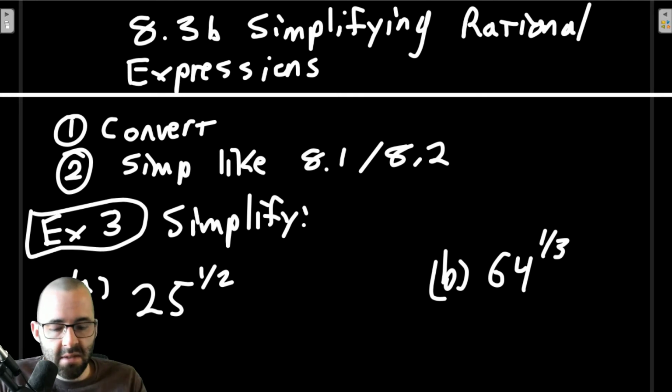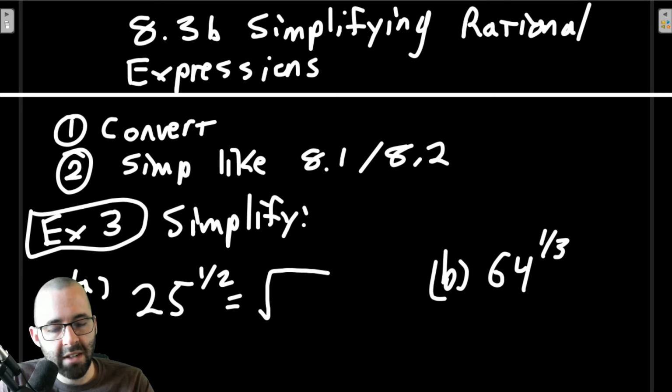All right, both of these, we could just write them as a radical. So just using that property from earlier, 25 to the 1/2. 1/2 is the radical with an index of 2. We usually don't write that. We'll just write square root like this. Well, the square root of 25 is just 5, and that's all there is to it.